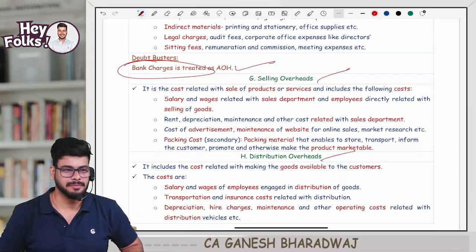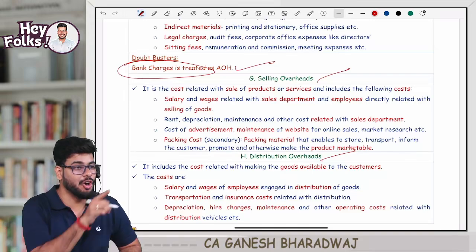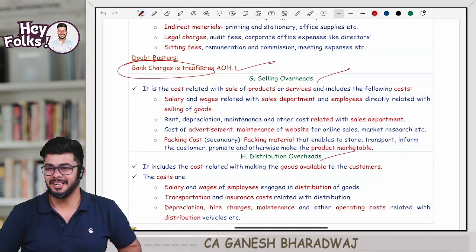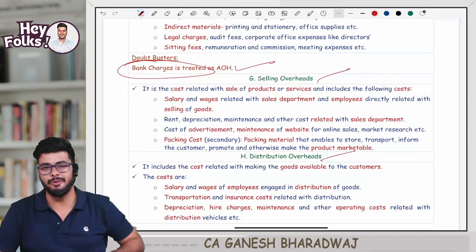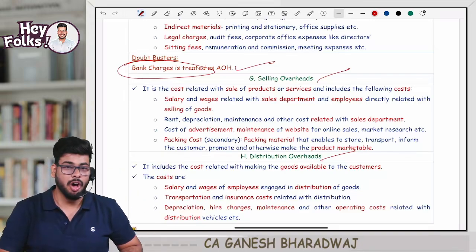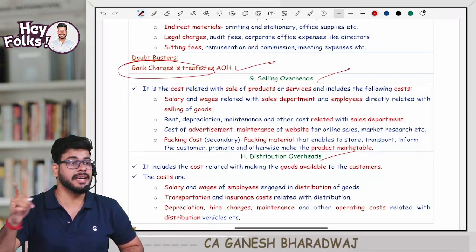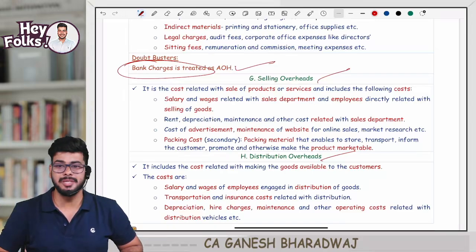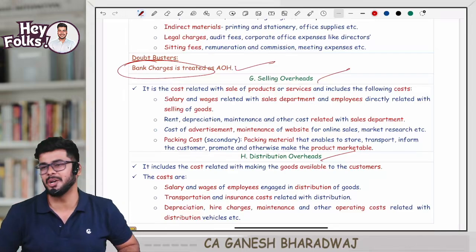POH. Wait. Don't jump to a conclusion. You should first ask me, sir, depreciation on what? If it is depreciation on factory building, I will say put it under POH. If it is depreciation on my office building, then put it under AOH. Depreciation on sales depot, SOH. Depreciation on delivery van, once again SOH. Distribution related cost. Guys, clear with this?